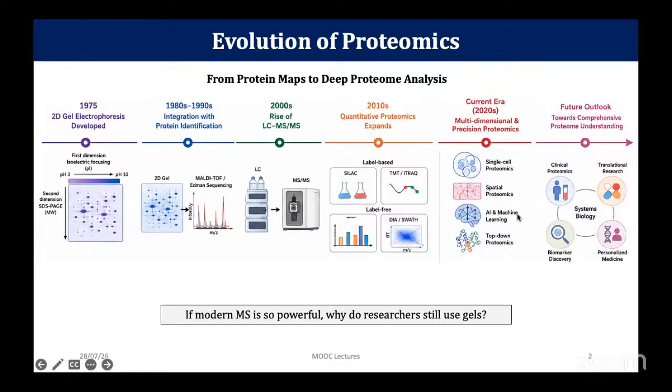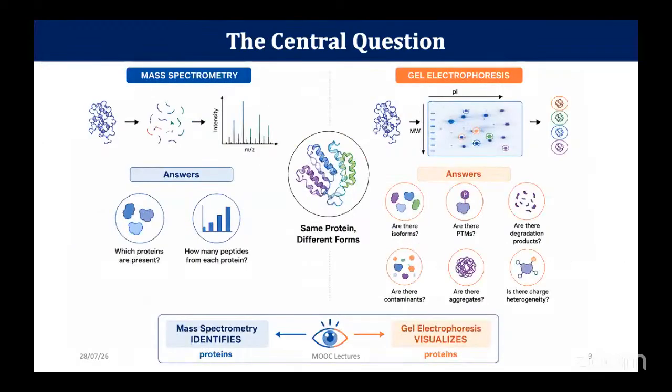Okay, so if modern MS is so powerful, then why do researchers still need the gels? On the left hand side, you can see the fragmentation, which will help you to answer more. And on the right hand side, we have the gel-based proteomics. You have a traditional 2D gel image where the molecules are separated first on the basis of their isoelectric point, followed by their molecular weight. So basically these are the same proteins but different forms.